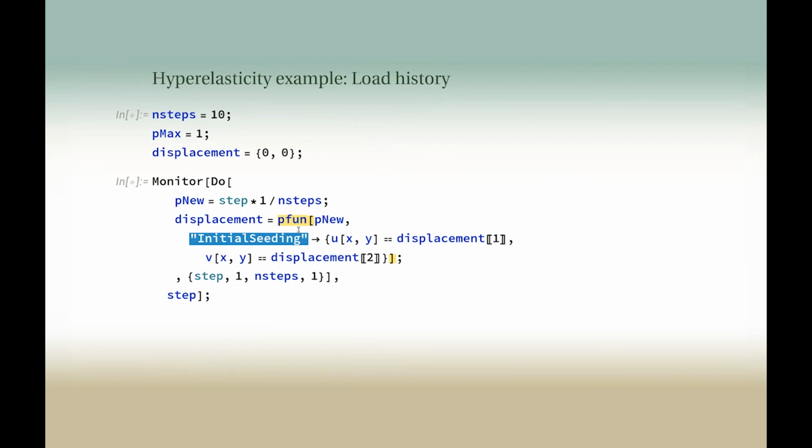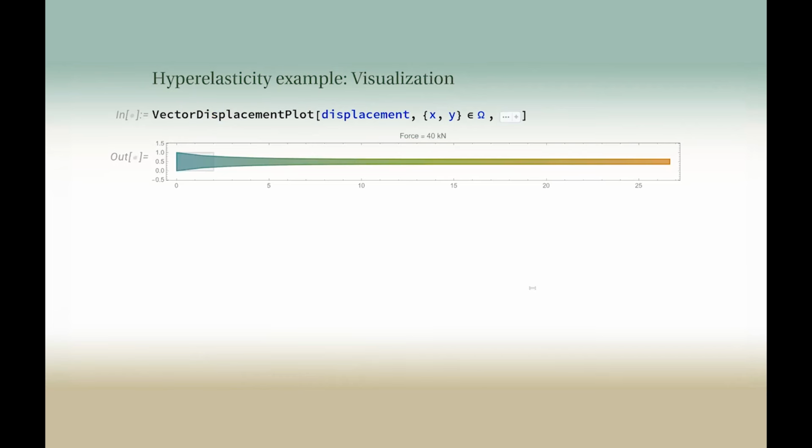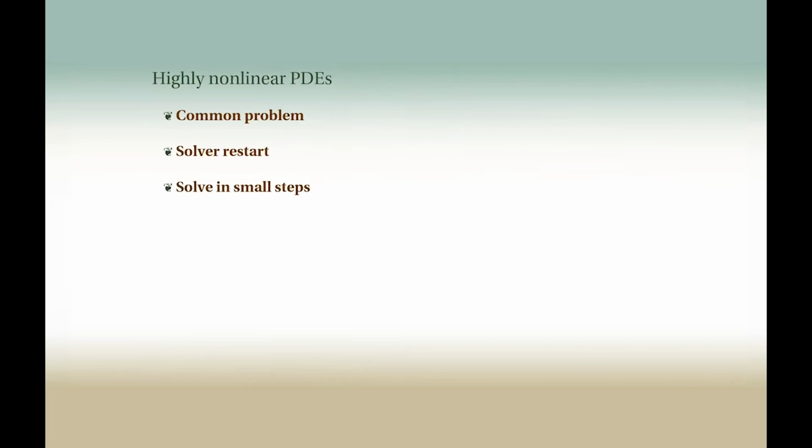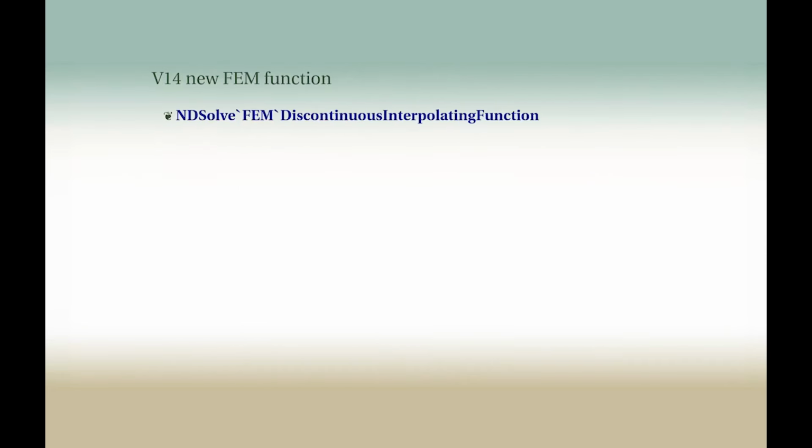Once this solution is found, the displacement is rewritten, and in the next loop we're going to use the previous version of that displacement. So we slowly iterate our way up to the full force of 40 kilonewtons. And then we can do even these large displacements for a larger force. This is a common problem for highly nonlinear problems, that the solver gets stuck and we have to do a solver restart. The basic idea is to solve it in small steps and incrementally push the solver forward to the correct solution.